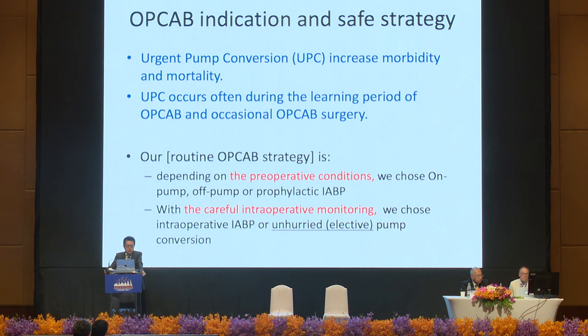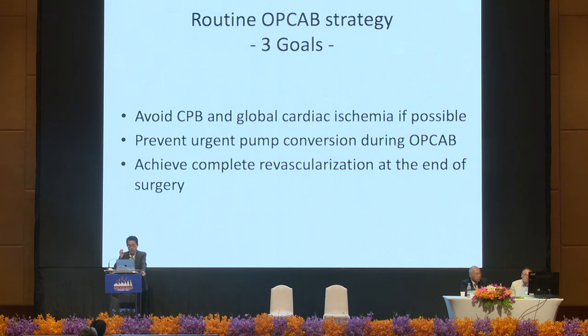First, depending on the preoperative conditions, we choose on-pump, off-pump, or prophylactic IABP. Second, with careful intraoperative monitoring, we choose intraoperative IABP or unhurried elective pump conversion. Our routine OPCAB strategy has three goals. One, to avoid cardiopulmonary bypass and global cardiac ischemia if possible. Second, to prevent urgent pump conversion during OPCAB. And finally, to achieve complete revascularization at the end of surgery.